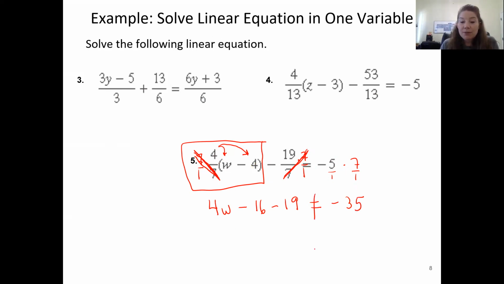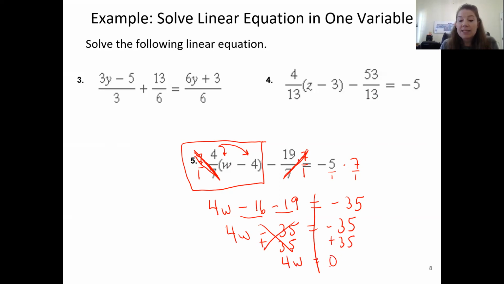So now what do we do? We can combine like terms, right? These two like terms. So I'm going to do 4W, -16 minus 19, -16 minus 19 is -35. So this is going to be 0 too, isn't it? All right, so now I'm going to add 35 to both sides. So that goes away. I'm left with 4W equals, I have to have a number over here, and -35 plus 35 is 0. 4 times W, I'm going to divide by 4, and 0 divided by 4 is 0. So we have one solution, and that solution is 0.